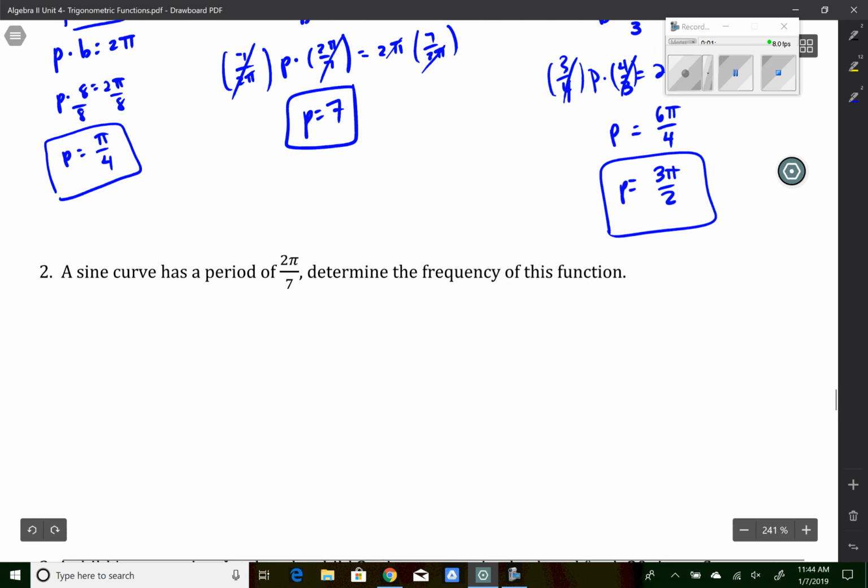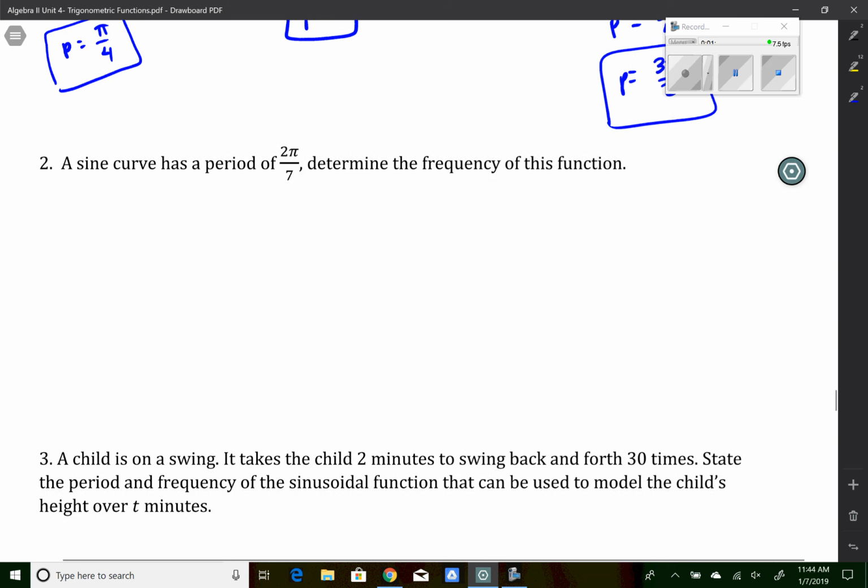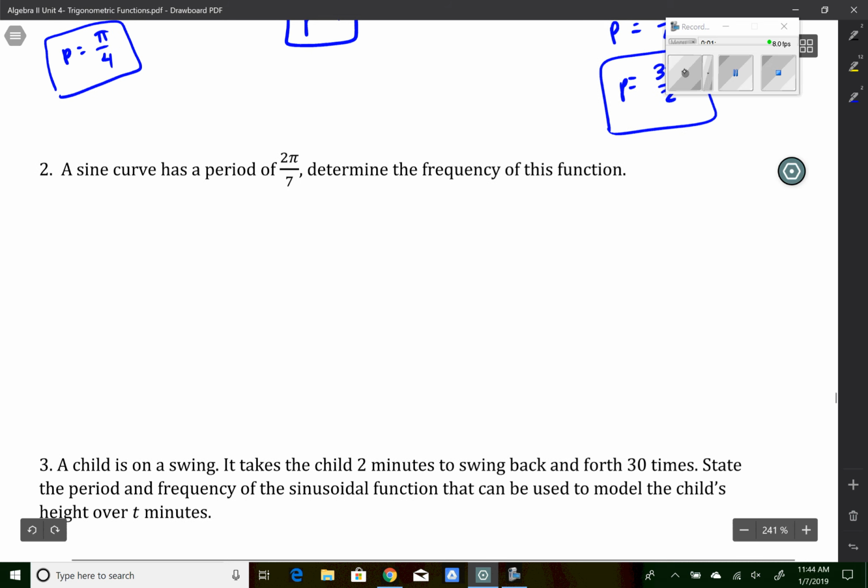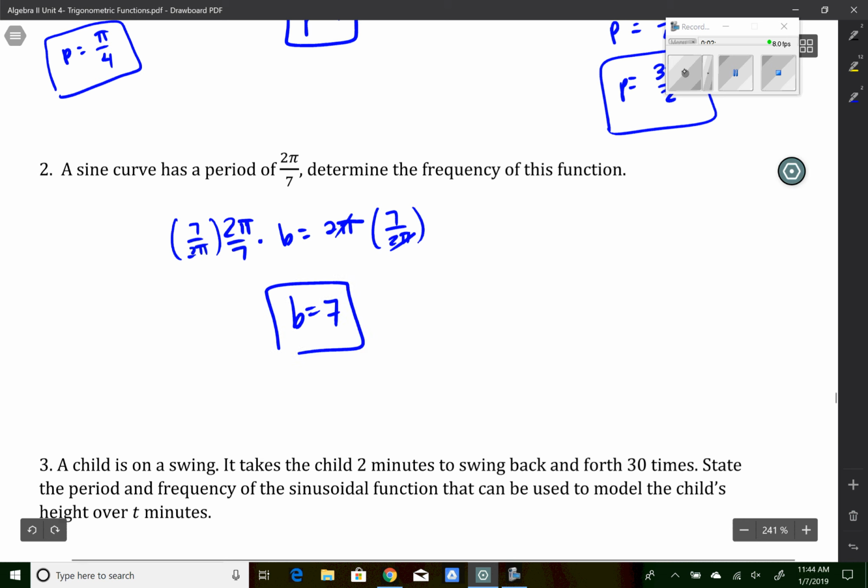Number 2 says a sine curve has a period of 2 pi over 7. Determine the frequency. So if I have 2 pi over 7 times the frequency equals 2 pi, I can multiply by 7 over 2 pi on both sides. The 2 pi's will cancel, and the frequency would be 7. So what that means is there would be 7 sine curves between 0 and 2 pi.